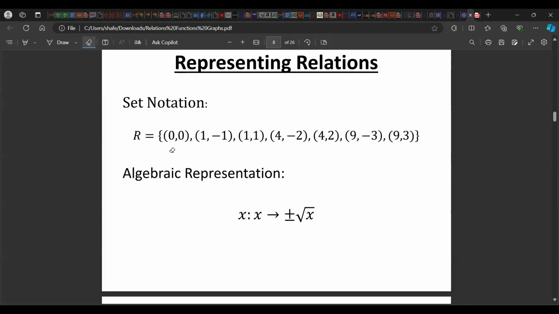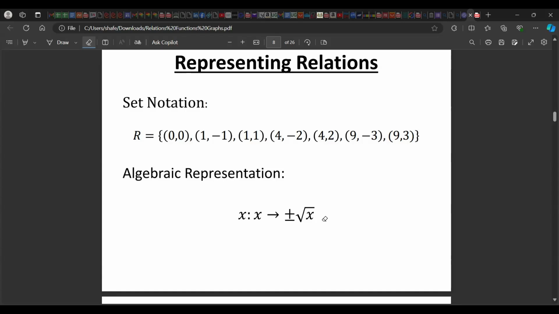This one is a little more complicated, right? It might be difficult for you to guess what's happening to the first element to give you the second one. It might be difficult, right? But let's see. It's basically x is such that x maps onto the positive and negative square root of x. Look at it good.